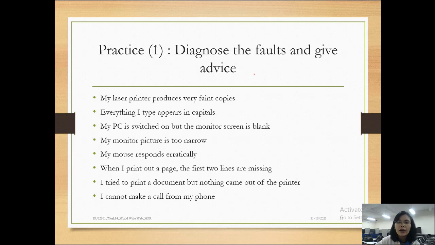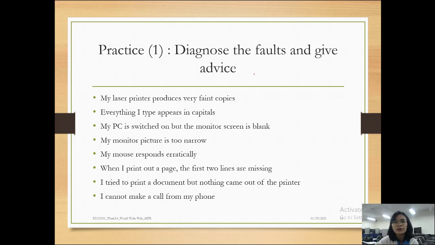Or if you have a different diagnosis, let's say for example, my laser printer produces very faint copies. It looks like your print head is not responding well. So the advice is, I suggest you clean the printer head. Okay, so in giving the advice, it really depends on the diagnosis. Okay, so you cannot give the same advice for different diagnoses.